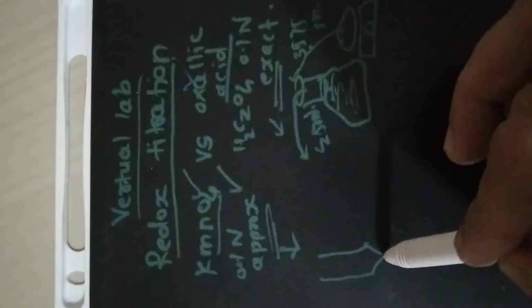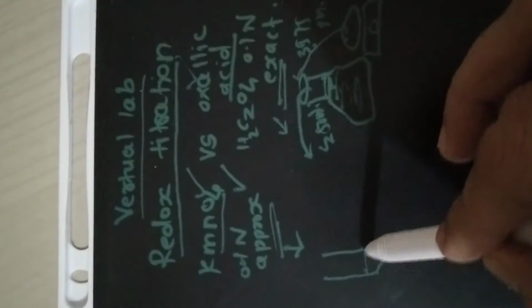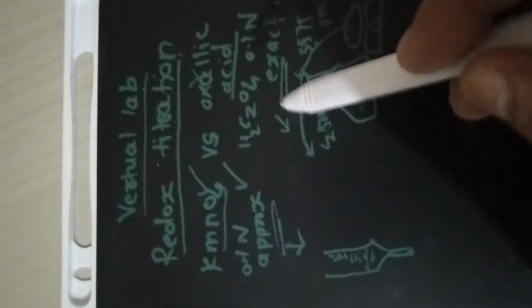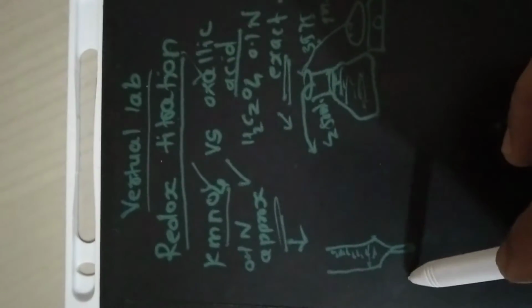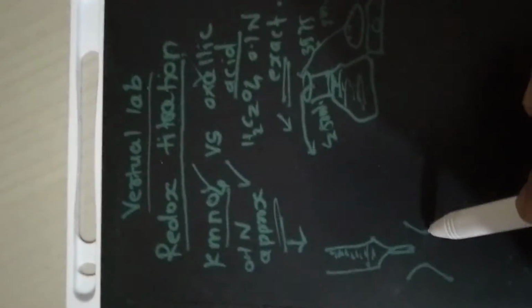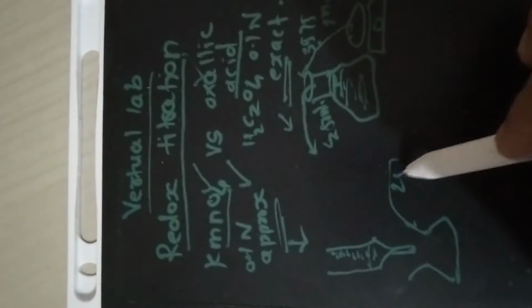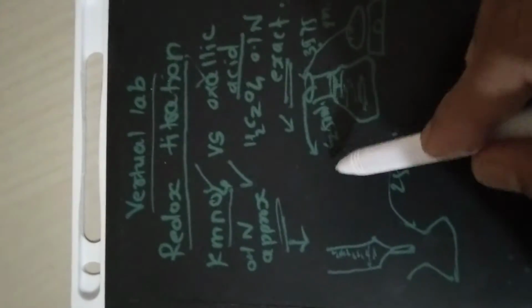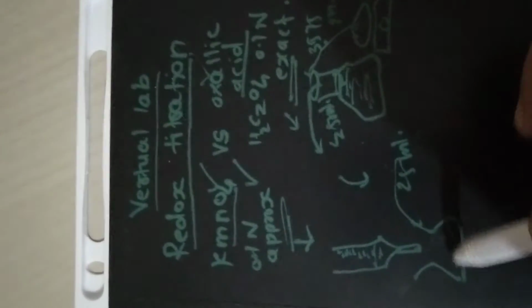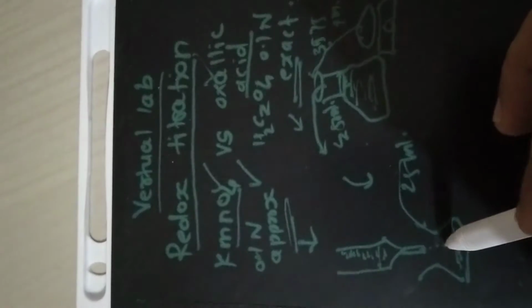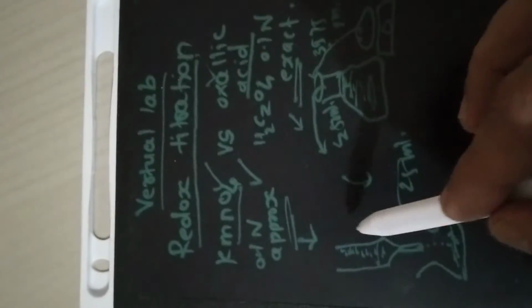So it is filled in the burette for the titration. It is the titrant. In the conical flask, about 250 ml conical flask, 25 ml of the oxalic acid solution, the reducing agent, is taken. That is titrated against the potassium permanganate, that is the oxidizing agent.